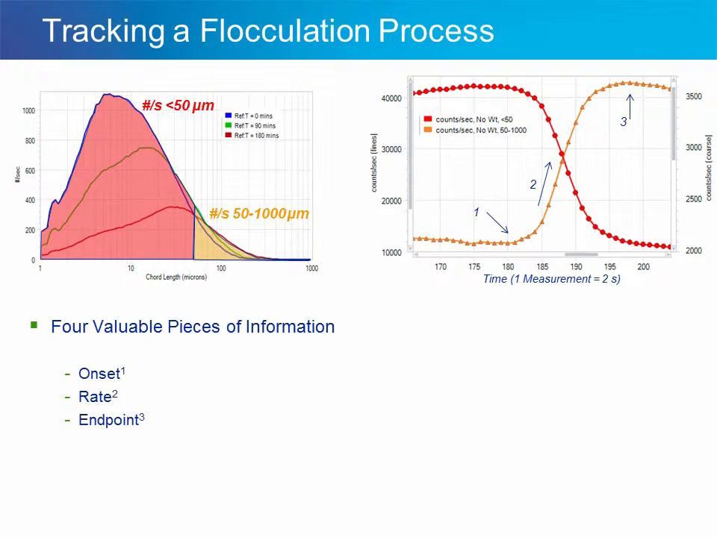The third piece of information is the endpoint. So when does this process stop? Is there a certain concentration or dosage of flocculant that can be added where no more flocculation occurs, which will be a waste? So we can really see endpoint using this technique.